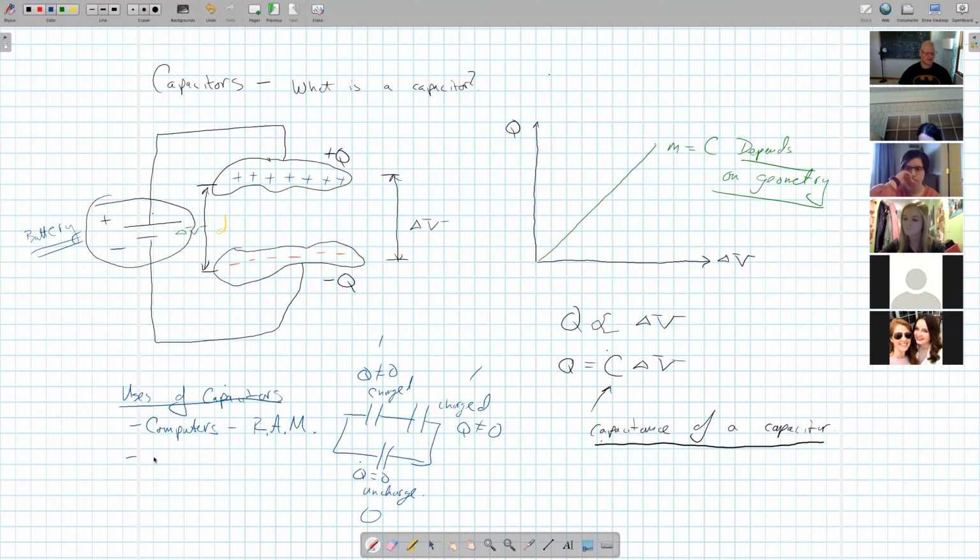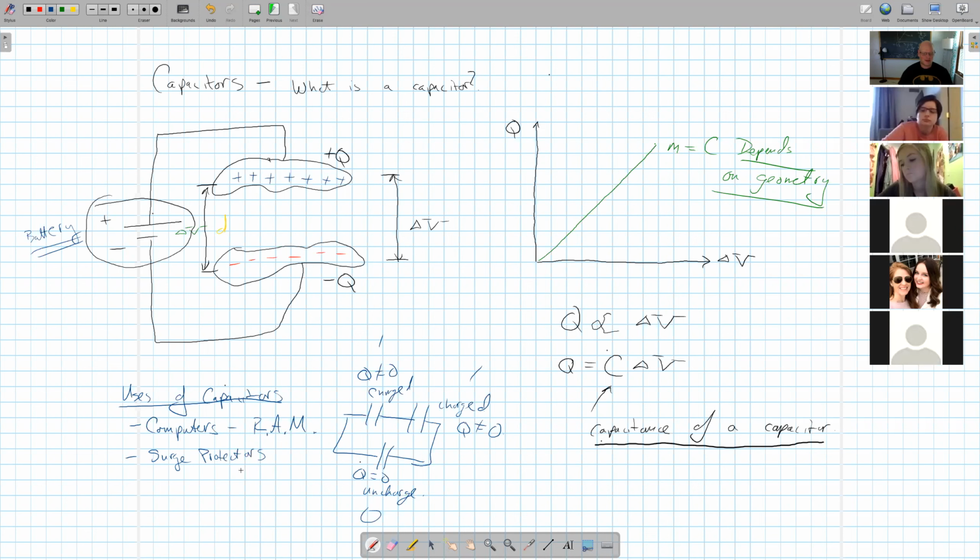They're also used in surge protectors. These are found in surge protectors all the time. So if you had your computer connected to a power strip which has a surge connector in it, that surge connector is again just a series of capacitors. The reason for this is that capacitors block the flow of current.